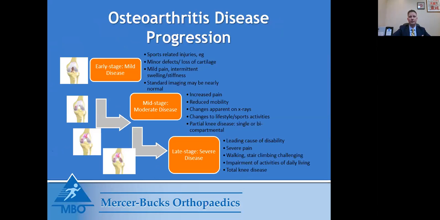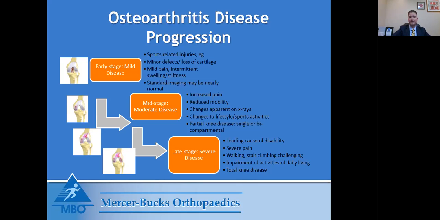So, general progression of disease: how does it start and where does it go? Early on, we consider it mild disease or mild osteoarthritis, commonly associated with sports-related injuries, for example, where you can get minor defects in the cartilage. You get small areas where you lose cartilage over time. This is commonly associated with mild pain, periodic swelling, and stiffness. Sometimes standard imaging, meaning an X-ray, can be normal. Sometimes more advanced imaging like MRI might be necessary to even identify arthritis at the early stage.